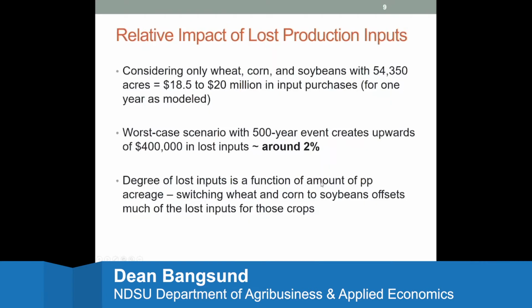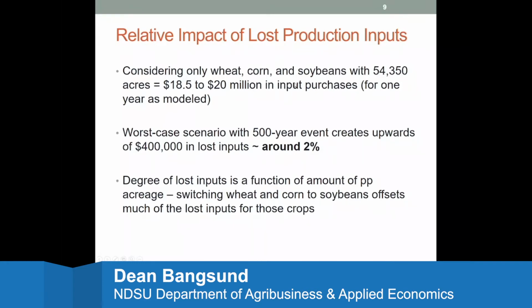So what's the way that we could put this into context? We know the dollar amounts, but is that a lot? Is it not a lot? If we looked at the staging area and let's just say that it was corn, wheat, and soybeans, we're going to exclude the discussion for sugar beets because they're going to get planted, because most of those acres are under contract. So those inputs will be purchased.